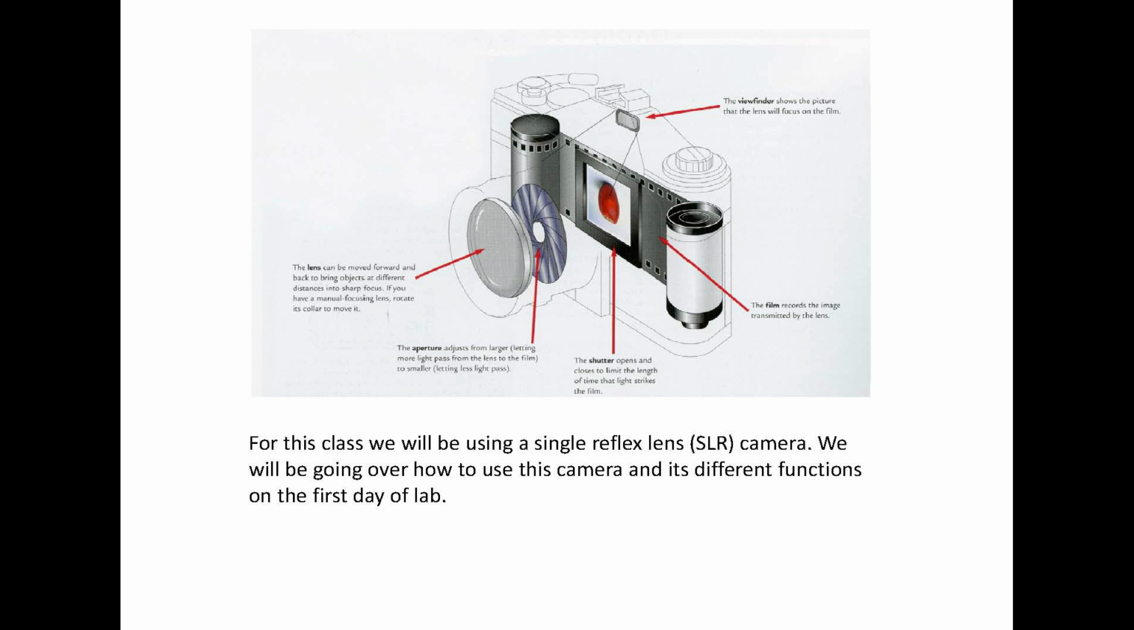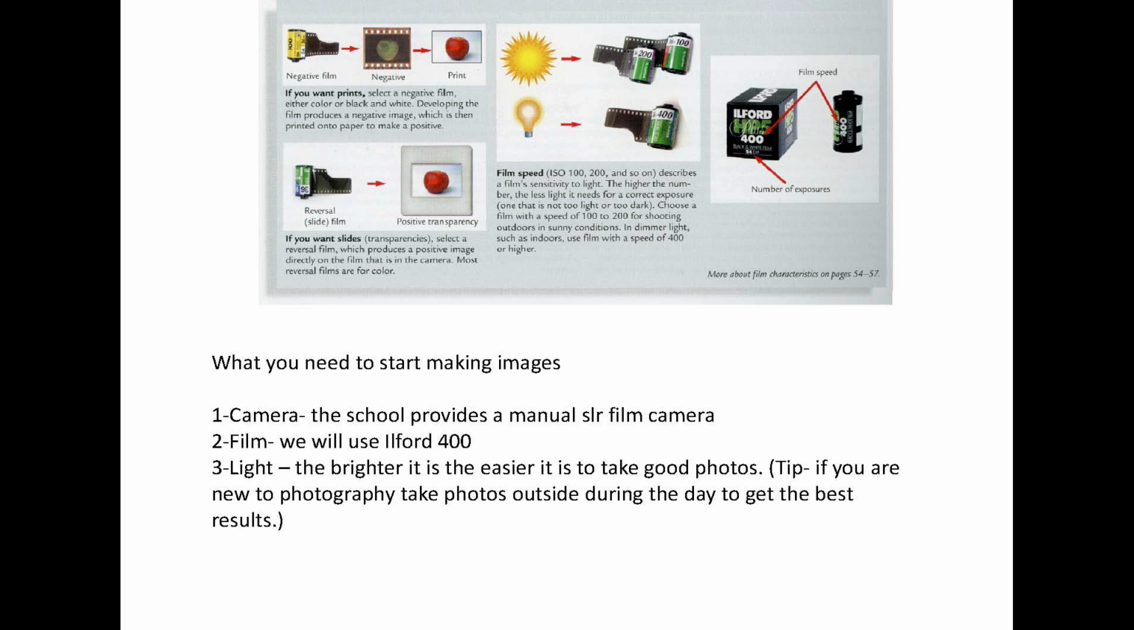Again, the camera is provided to you. If you have your own, you're more than welcome to use it. This is a film camera, and we're going to be doing a black and white class. We use Ilford 400. You should have already gotten it in your first kit, in the kit that you got from the bookstore. If you haven't been able to get that, just let me know. I'll make sure that they have those available for you.